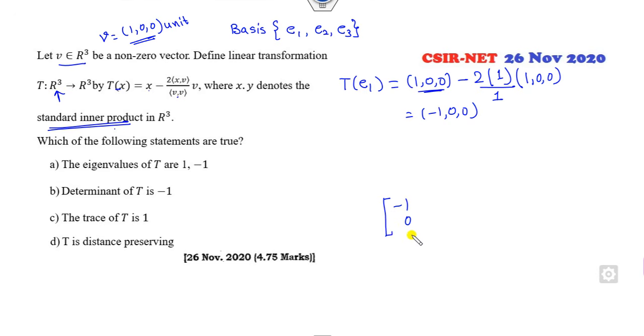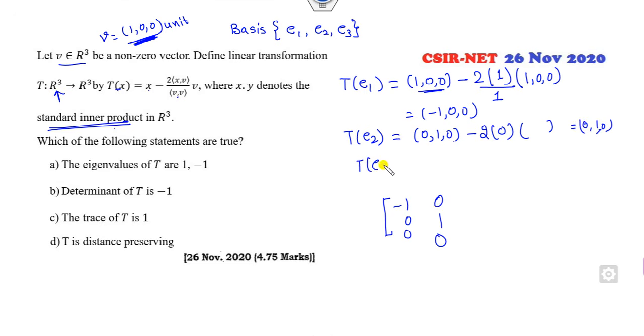So your matrix will be here. Similarly, can you find T of E2? It's (0, 1, 0) minus the dot product of this V with it, which is 0 times this, so it is (0, 1, 0). Similarly, if you find the dot product with E3, it is again 0, so it's (0, 0, 1). So the eigenvalues are +1 and -1. Is it true? You can see the eigenvalues are +1, -1. The determinant is -1, correct. The trace is +1, correct.